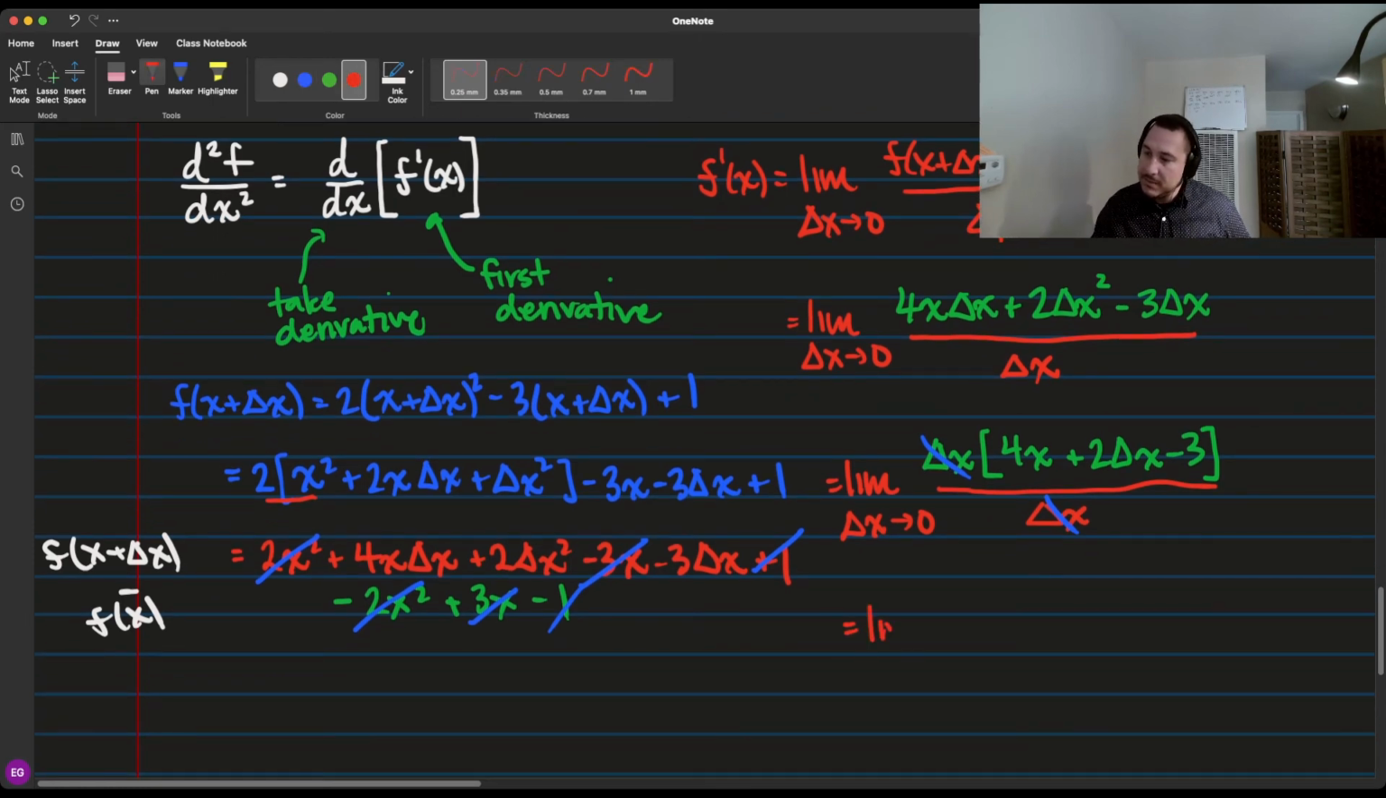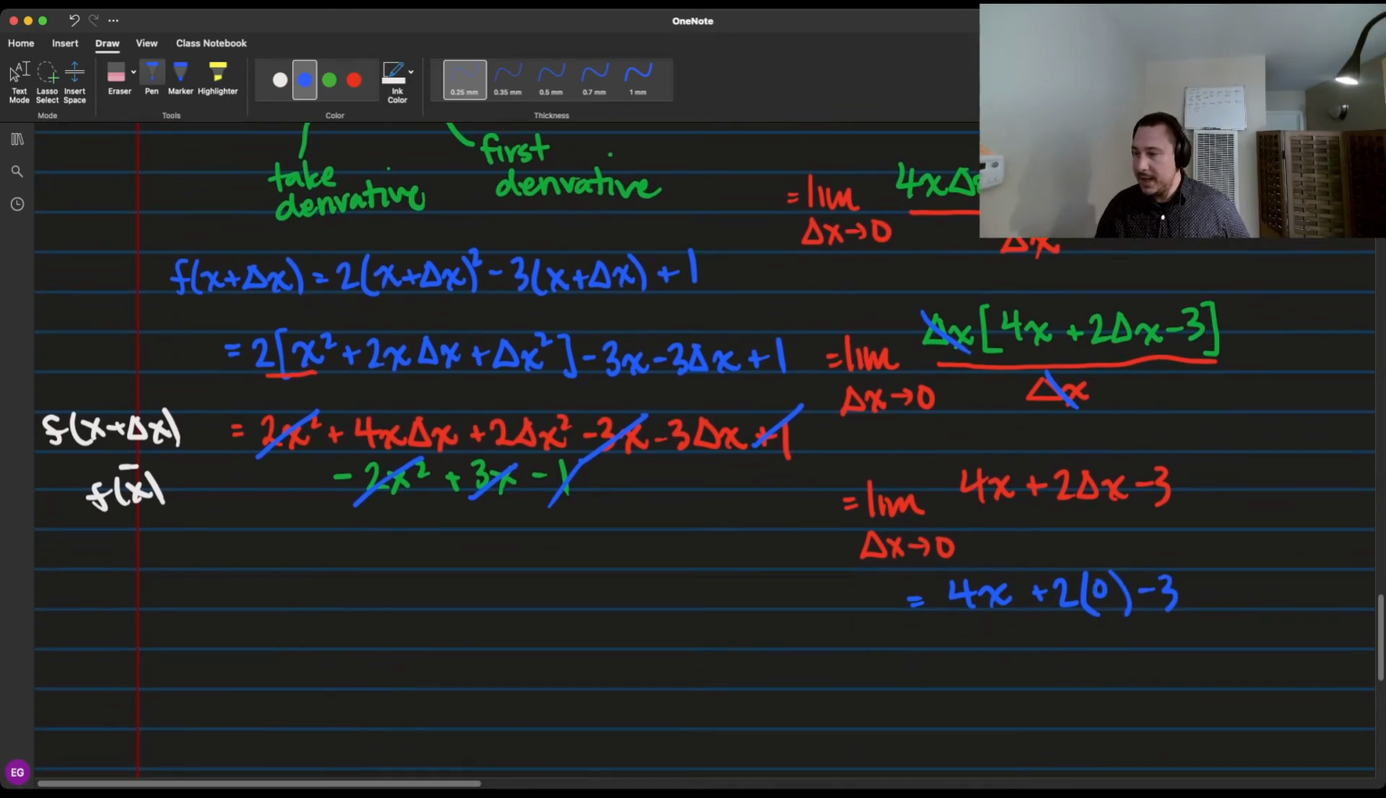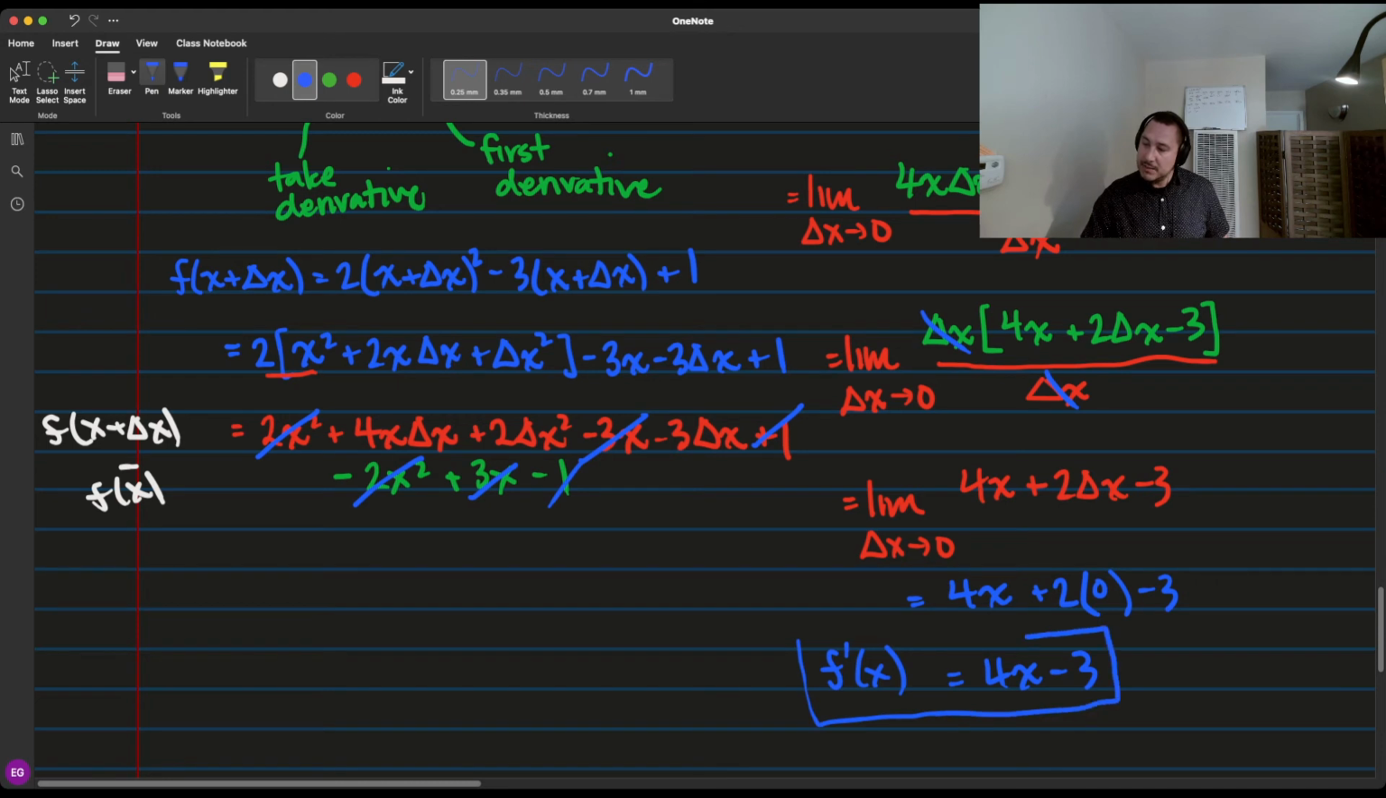So now you could do the limit as delta x approaches 0 of 4x plus 2 delta x minus 3. And now you can just do direct substitution. You get 4x plus 2 times, the delta x goes to 0, so you just plug in 0 there. And what are you left with? 4x minus 3. This is your first derivative. So your first derivative is 4x minus 3.